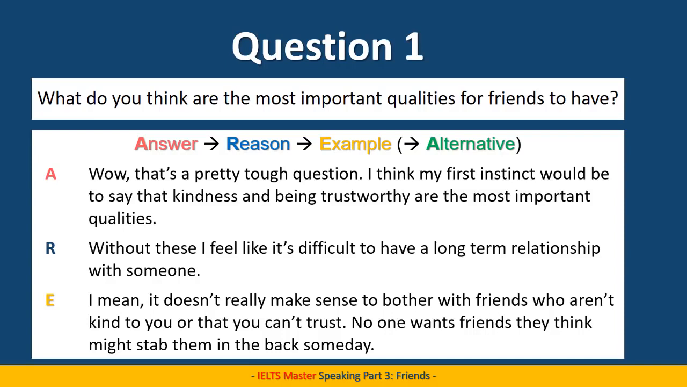Alright, so this is a simple A-R-E answer here. I didn't include an alternative because I don't think it's really necessary, and I didn't think of any alternatives while I was giving this answer.